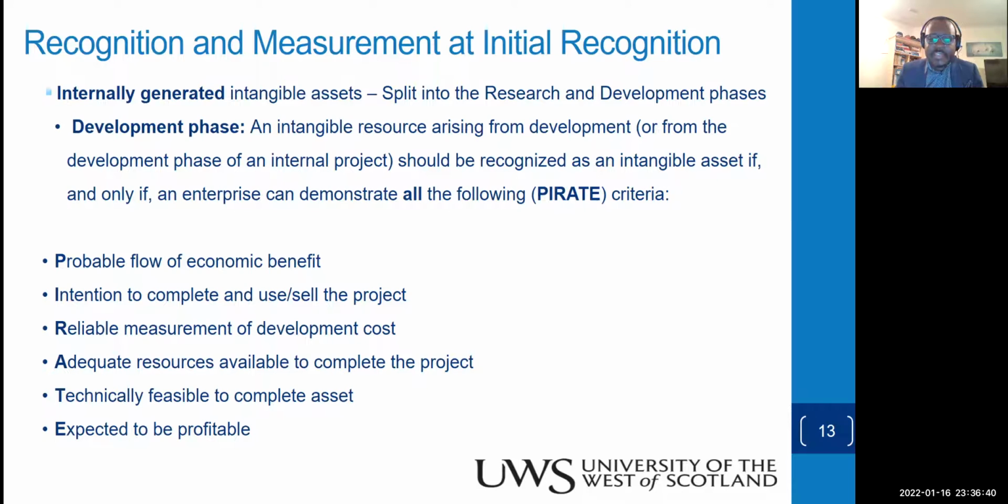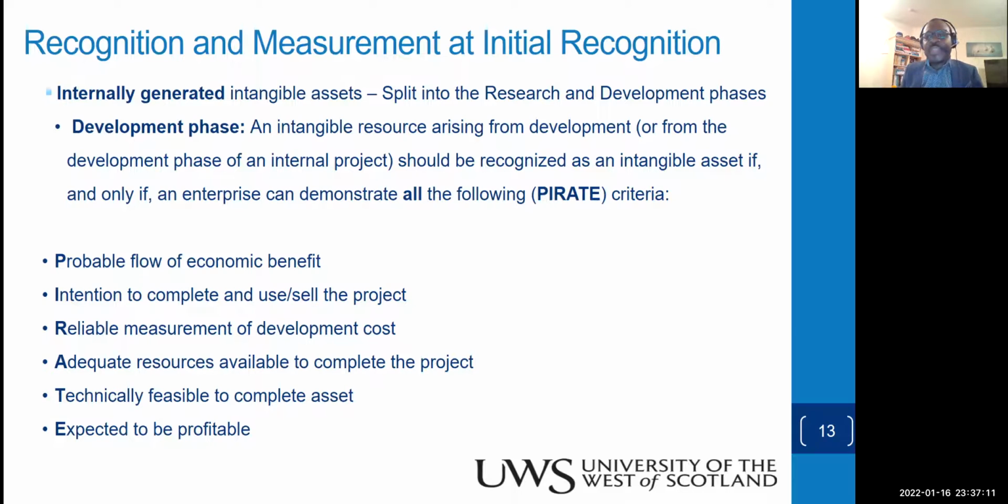And then E. E used to be the fact that the expenses should be measured, expenditure should be measured reliably. But now the standard says that it should be expected to be profitable. Okay, which is quite questionable. But either way, if you use probable, intention to complete, resource availability, ability to complete, technically feasible to complete, and expected or expenditure to be measured reliably, it should be correct.